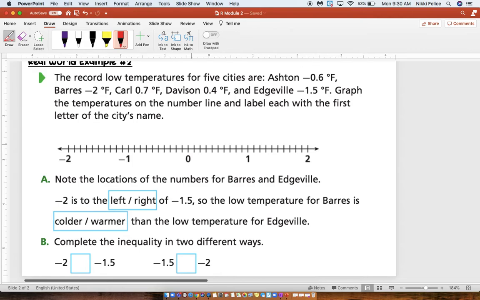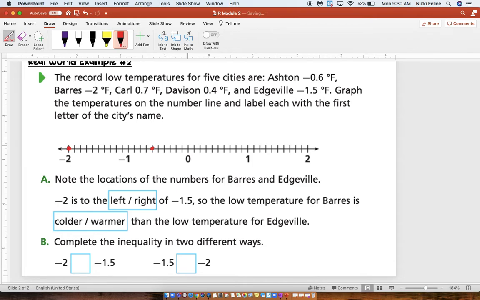So negative 0.6, I'm going to go to the left. 1, 2, 3, 4, 5, 6. Here's negative 0.6. Negative 2 degrees, well, that's right here. That's a whole number. That's nice and easy.